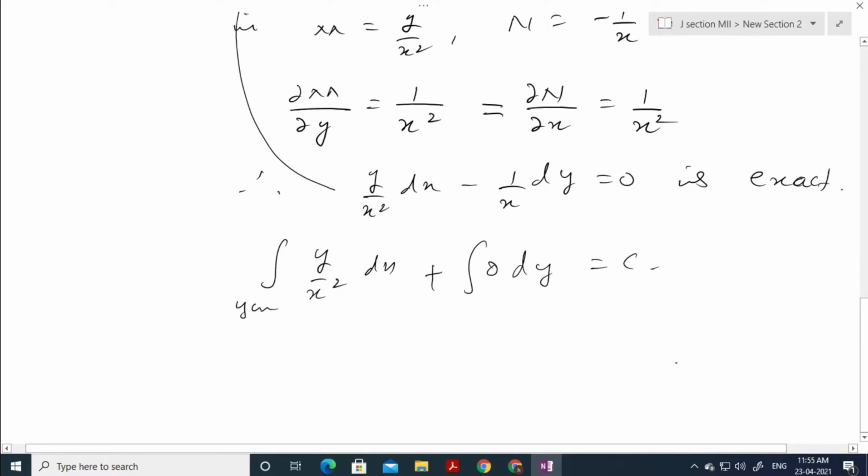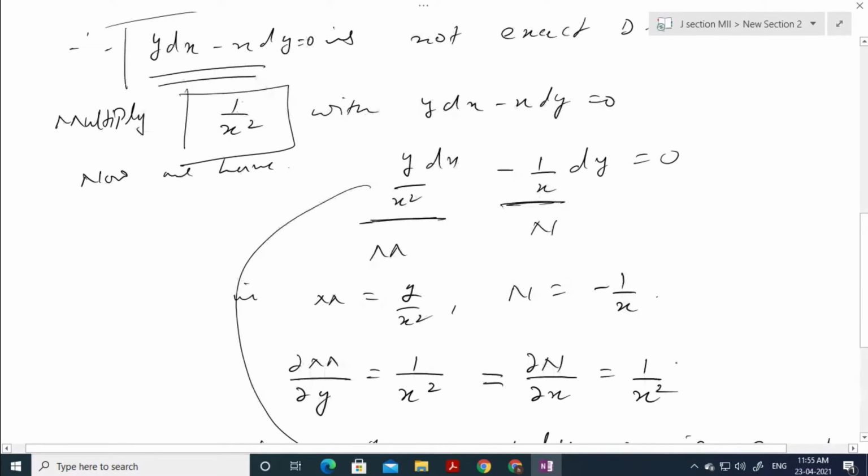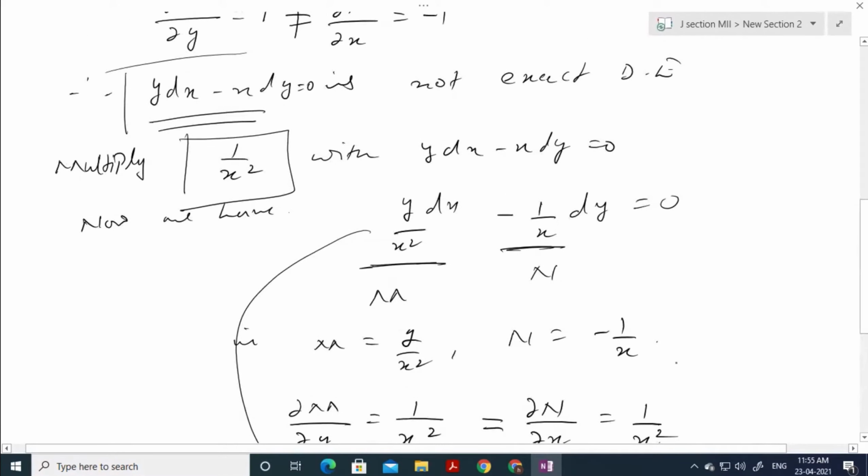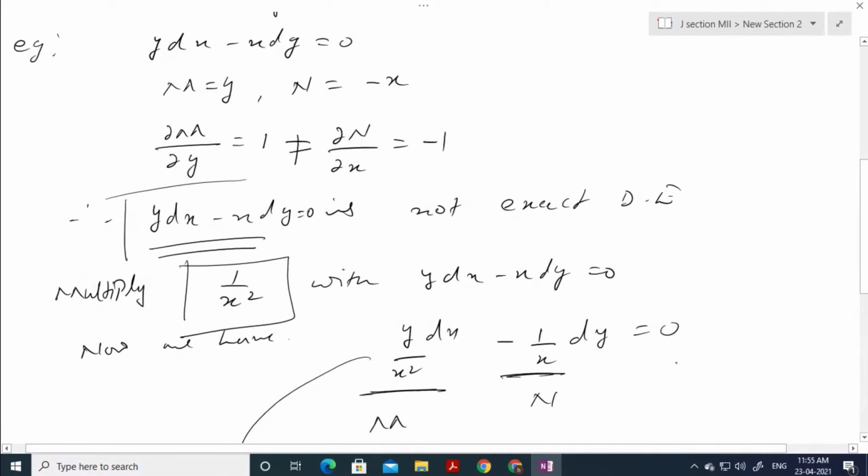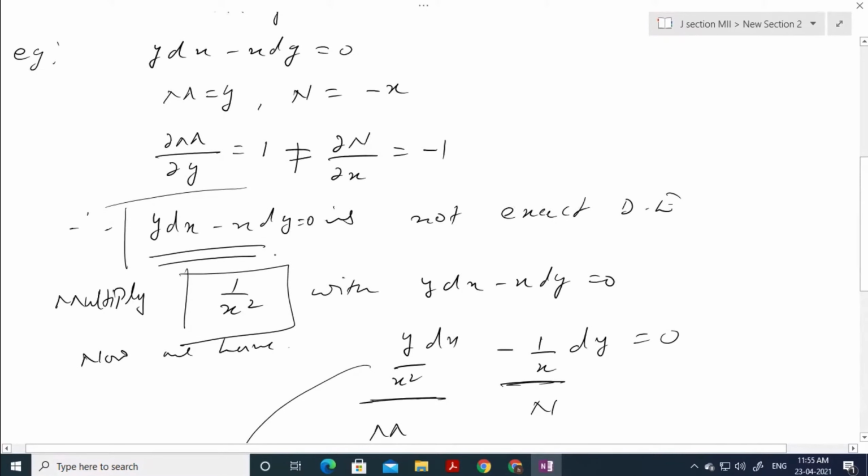Understood all of you? Yes, ma'am. Okay. So 1 by x square is called an integrating factor because on multiplication of 1 by x square with this one, which was not exact, it has been converted to exact. So this is one example, 1 by x square. Can you think of any other function?